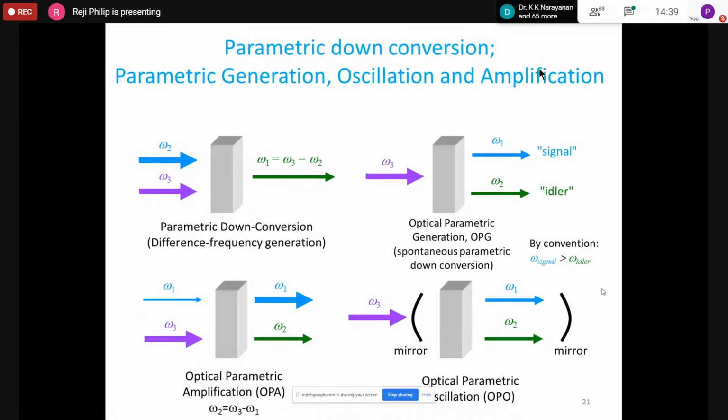There are three frequencies here, and they reinforce each other in various ways. So that is the general premise of parametric oscillation.